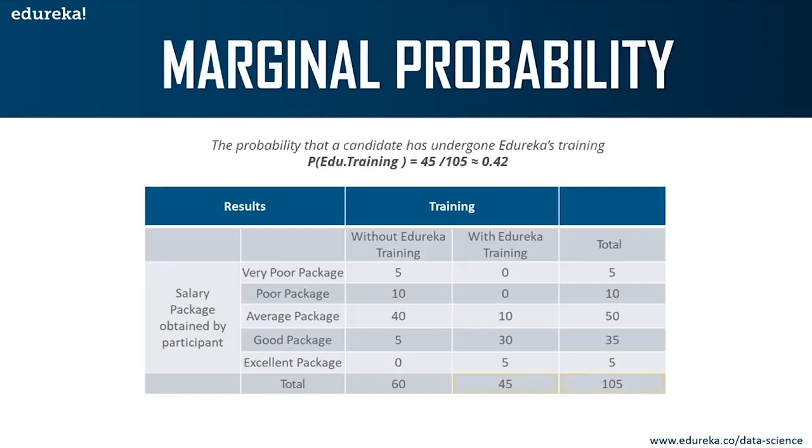So the probability that a candidate has undergone Edureka's training is obviously 45 divided by 105, since 45 is the number of candidates with Edureka training and 105 is the total number of candidates. So you get a value of approximately 0.42. All right, that's the probability of a candidate that has undergone Edureka's training.